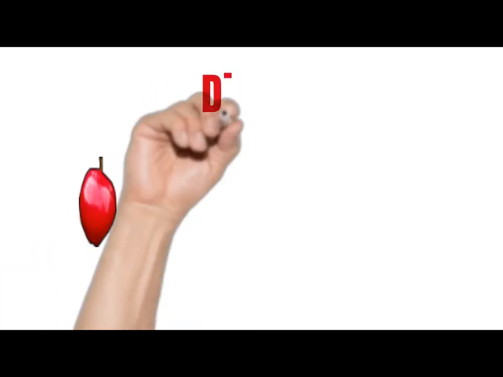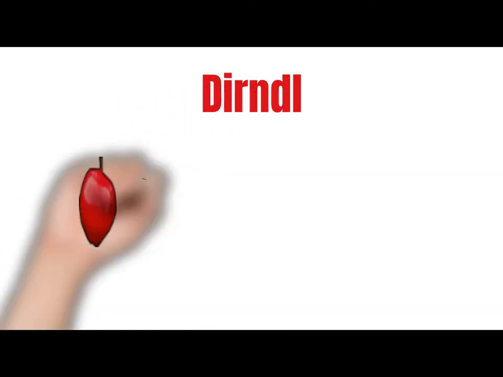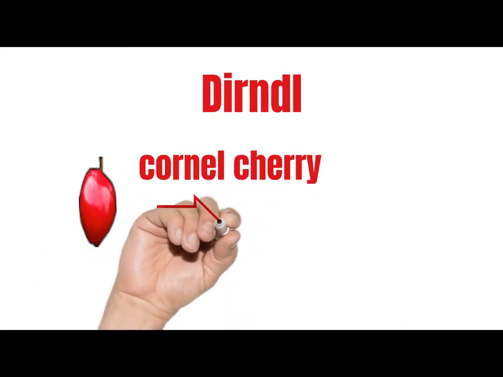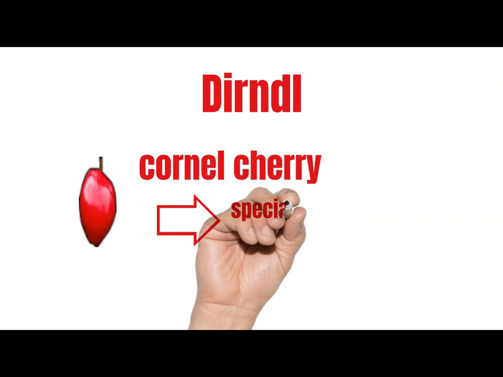The last of these 3 fruits is Diendl or Diendlkirschen. It can be translated as coronel cherry and is often used for producing schnapps.